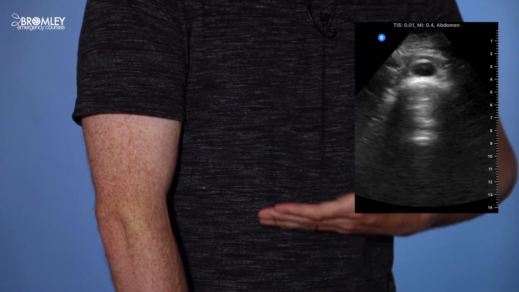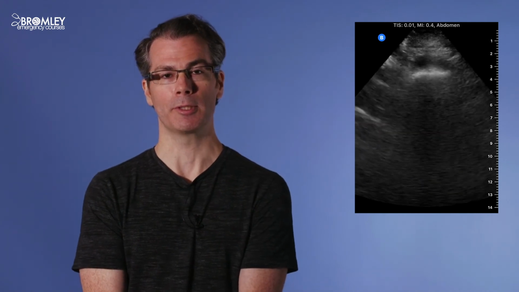So I'll just let this video play one more time. At the top, we can see a couple of branches coming off, and you can see the IVC over to the patient's right. And as we go down, the aorta becomes more superficial, and we follow it all the way down until it bifurcates at the umbilicus.